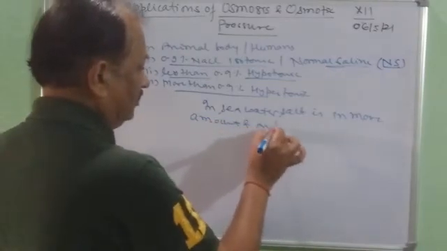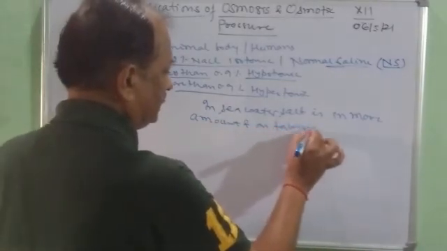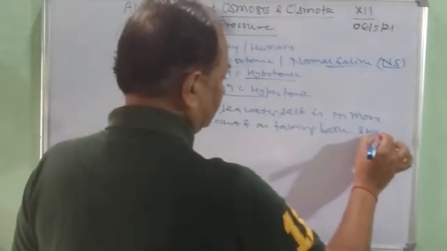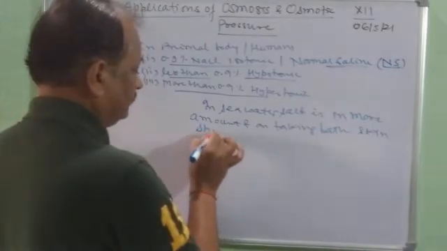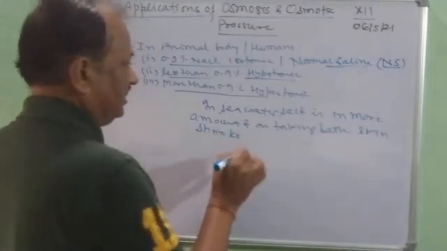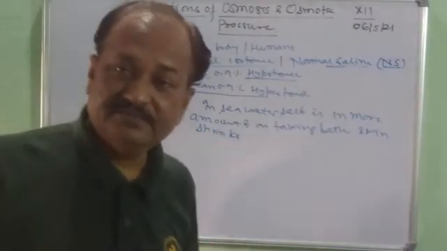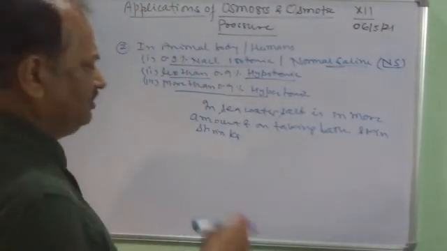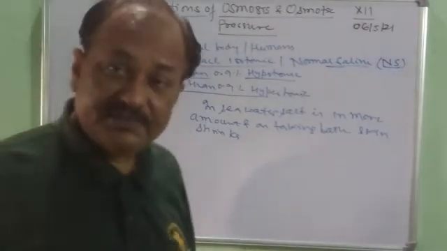and on taking a bath, the skin shrinks. The skin shrinks, and so this is there. So this is the animal body, human. Similarly, it can be in case of RBC.